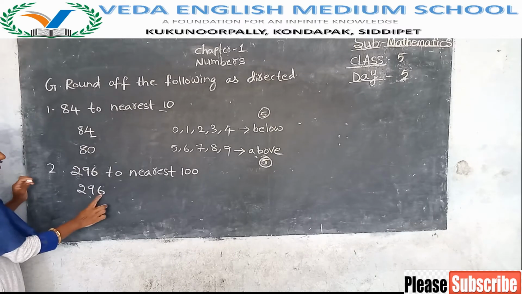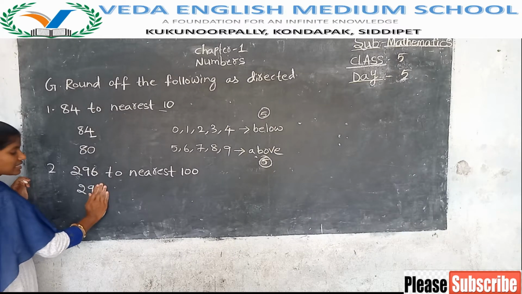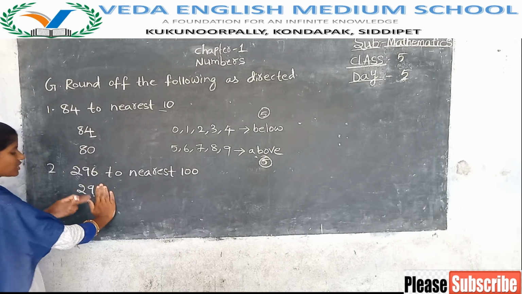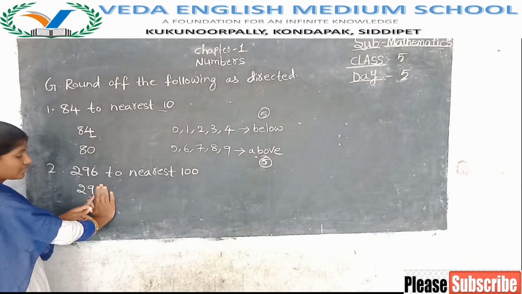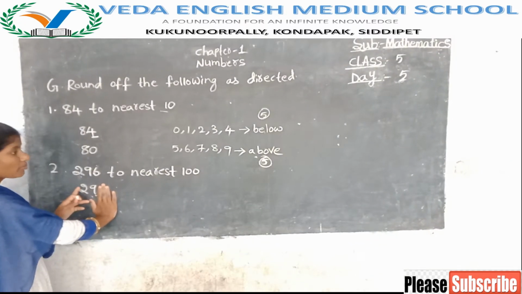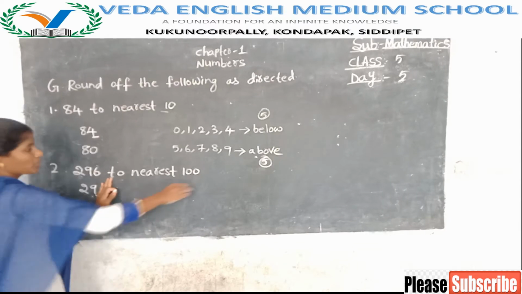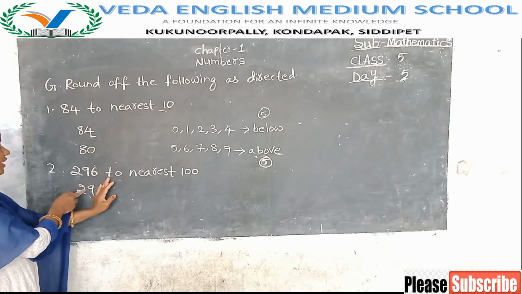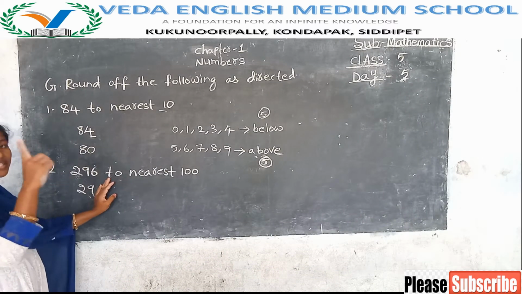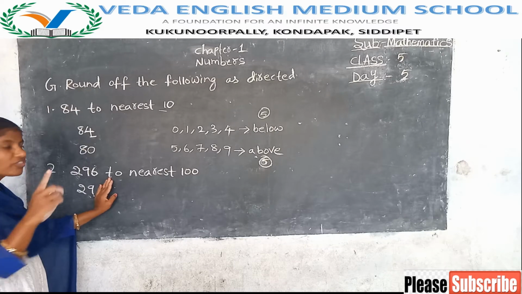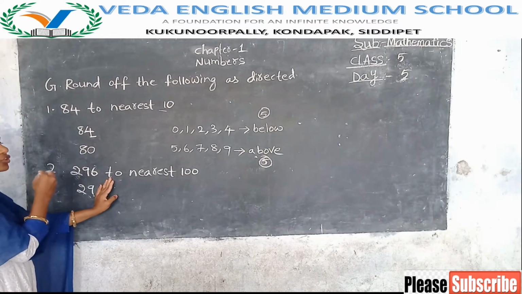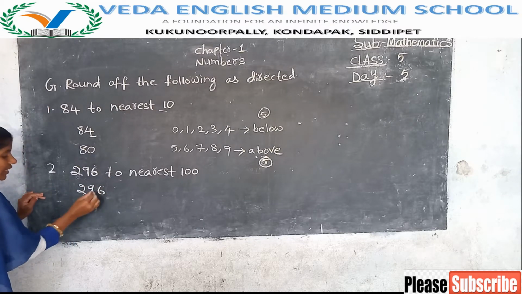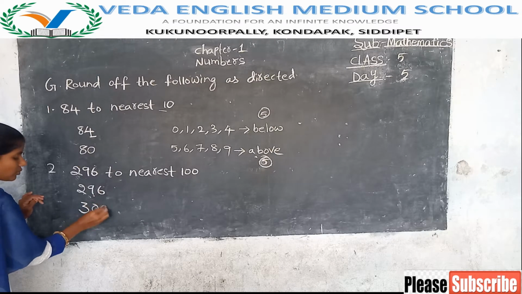Now first count the ones place. What do you have in the ones place? 6. Leave the ones place number. Then come to the tens place. What do you have in the tens place? 9. Is 9 above 5 or below 5? 9 is above 5. If the number is above 5, you simply increase the next number by 1. What is the next number after 9? 2. If you increase 2 by 1, what do you get? 3. Then in the remaining 2 places, you write 0.